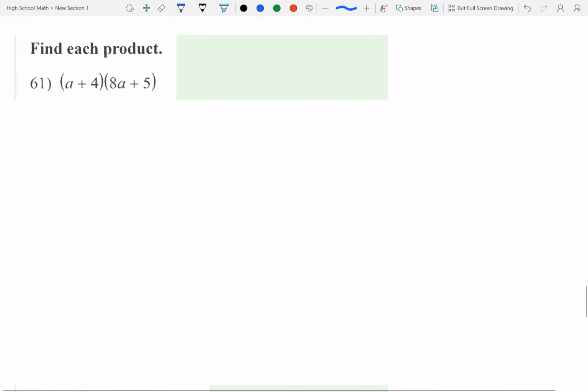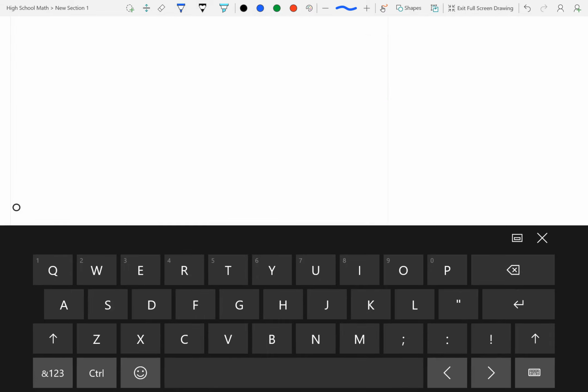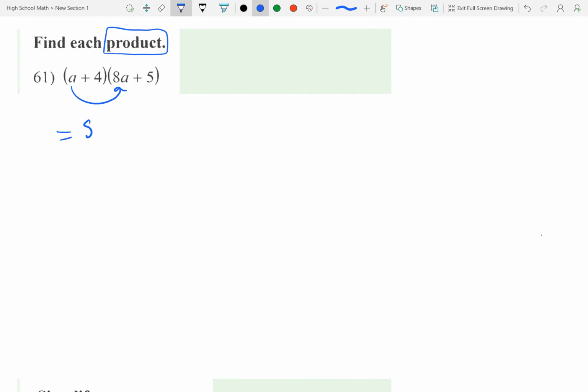Find the product. Product is the answer to a multiplication problem. So we will distribute a times 8a. That is an 8a squared. A times 5, that's 5a. Now 4 times 8a, that is a 32a. 4 times 5, that is a plus 20. Combining like terms, 5a and 32a would be 37a.